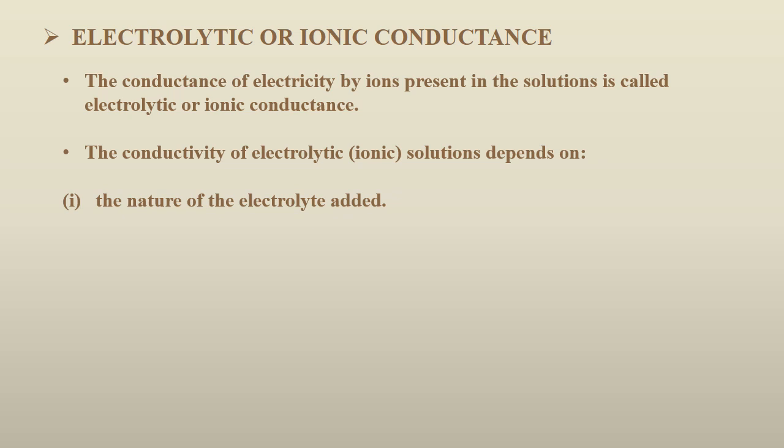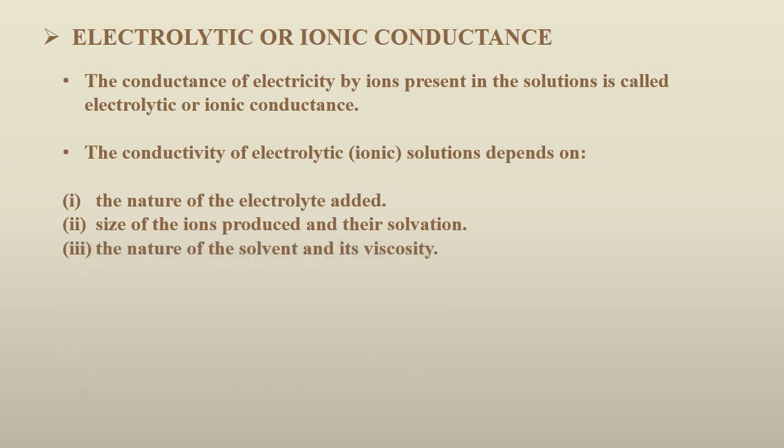So it's quite obvious that the conductivity of ionic solutions or electrolytic solutions depends upon the nature of the electrolyte added. Even the size of the ions produced and their solvation. Solvation means getting mixed with the water molecules. The nature of the solvent and its viscosity. What is viscosity? Viscosity means its flow, whether it is dense. This viscosity we have already learned, right? If the solution is thick, for example, honey is a viscous liquid.